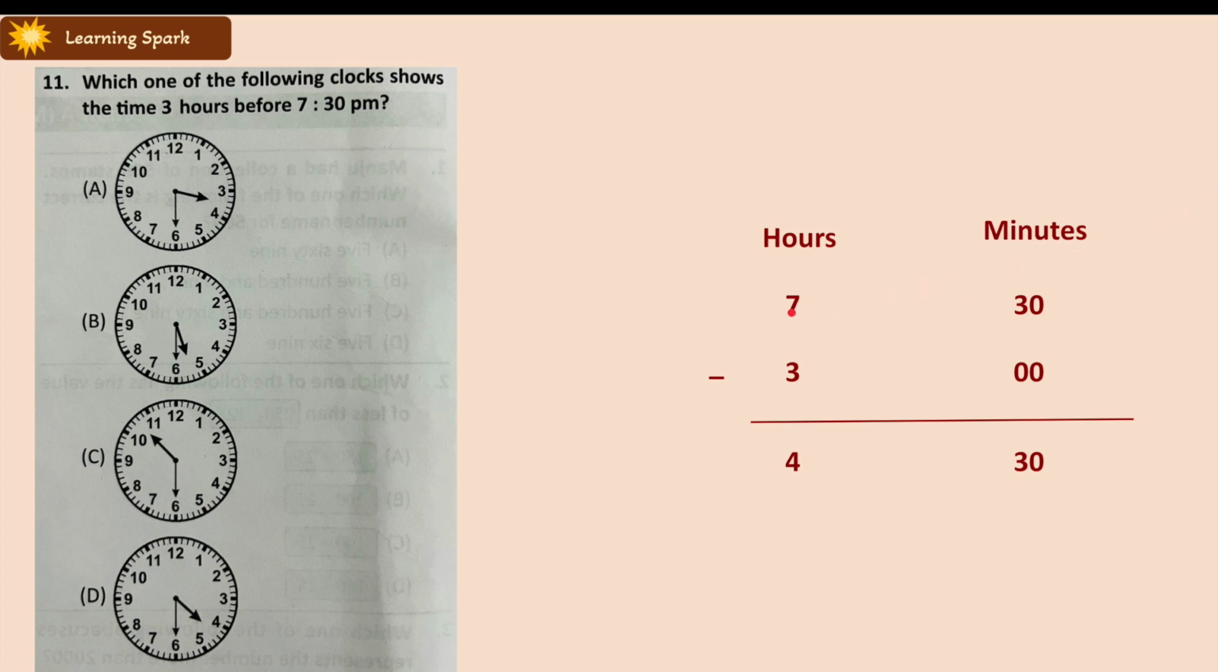So if it is 7 hours and 30 minutes, and then you have to subtract 3 hours, 0 minutes, so 30 minus 0 equals 30, 7 minus 3 equals 4. So it is 4:30, right? And since it was 7:30 p.m., it will be 4:30 p.m. Okay, and this clock is the only one which represents 4:30. So the answer is D.